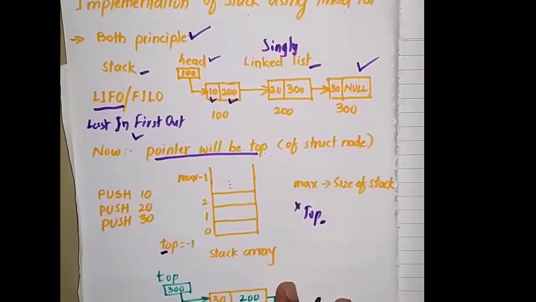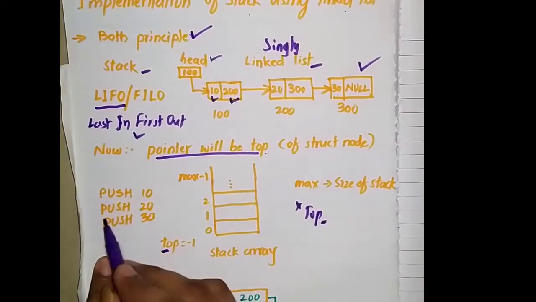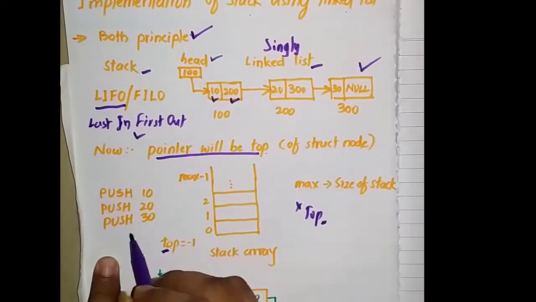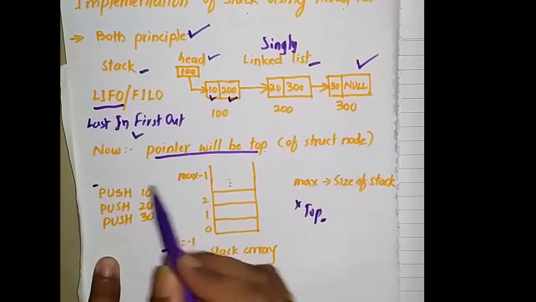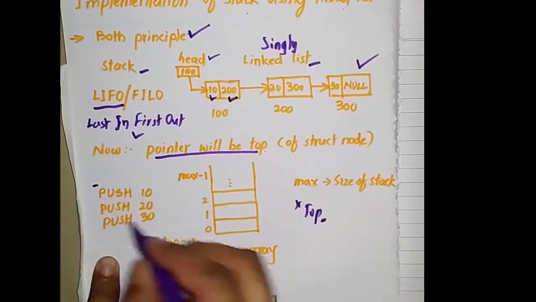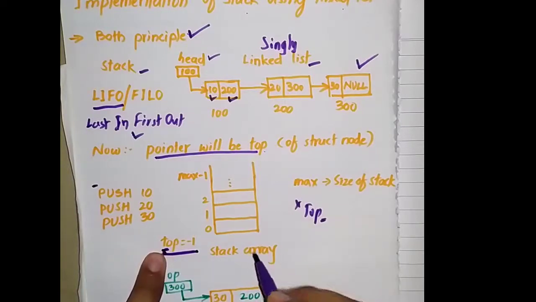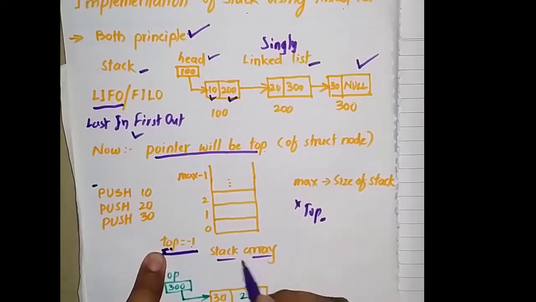Consider the scenario, I have these 3 data to be pushed onto the stack: push 10, push 20 and push 30. These are the 3 data elements that I want to push to the stack. Before this, the value of the top is -1. Initially you can consider the top value is -1. In the array implementation, I will call it stack array. So top is having value -1, and top is the index used for stack array.